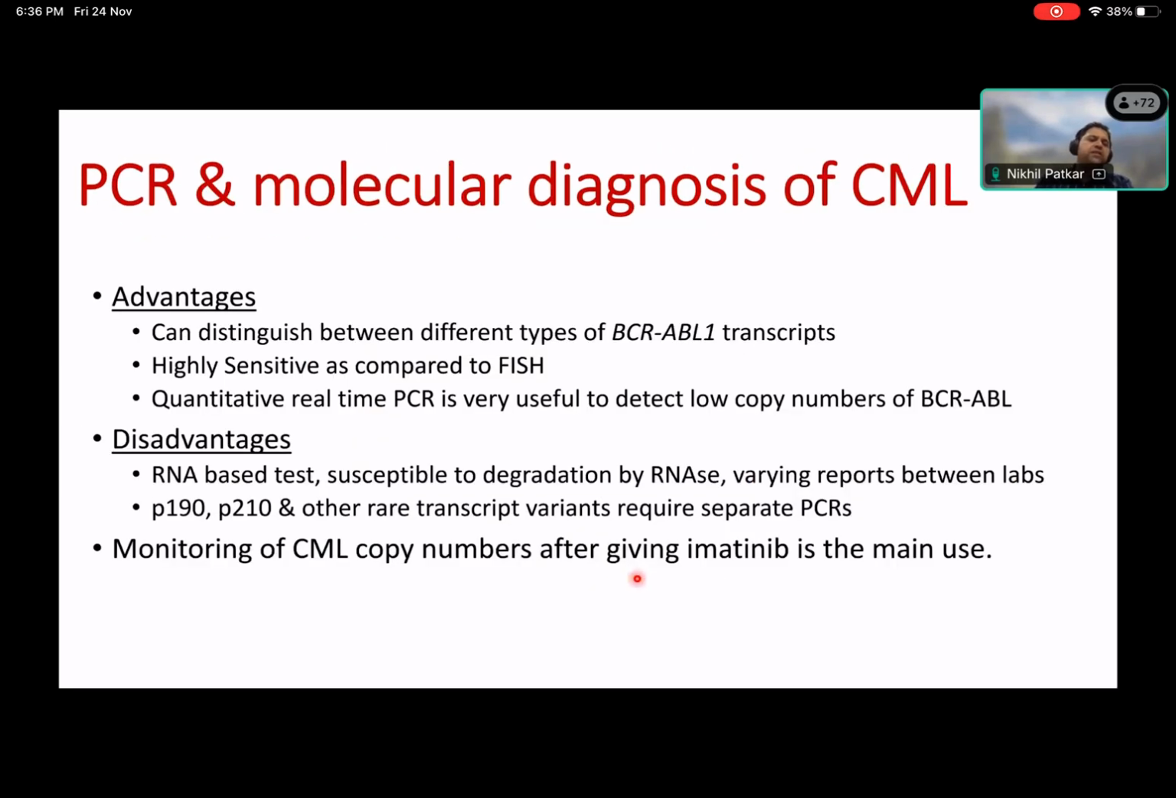So the advantages of real-time PCR or PCR-based techniques is that this is a highly sensitive technique as compared to FISH and conventional karyotyping, and can distinguish between different types of BCR-ABL transcripts. So whenever a new patient of CML comes to our laboratory in our hospital, we do testing by FISH as well as send a sample for transcript identification, which helps us identify what is the type of transcript the patient has.